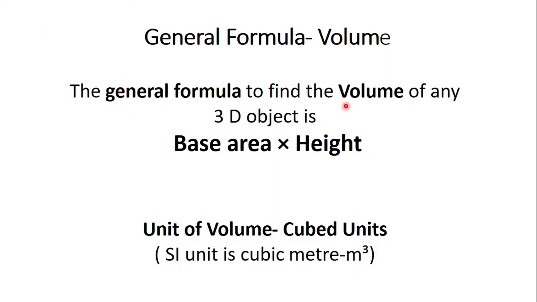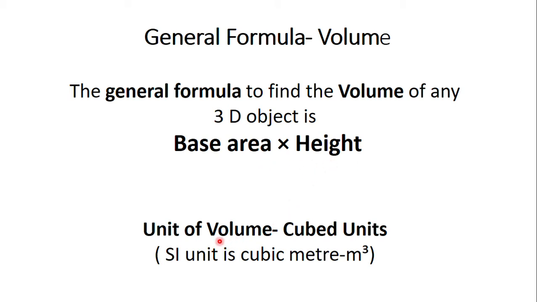So how do we derive the formula for it? We know that the two-dimensional quantity is area and the extended height gives the three-dimensional quantity. It becomes three-dimensional because of the height which is extended. So the formula is the base area multiplied by its height, which gives you the capacity or the volume of the three-dimensional object.